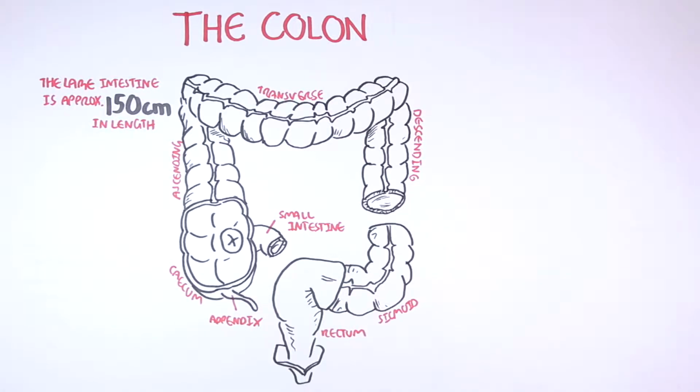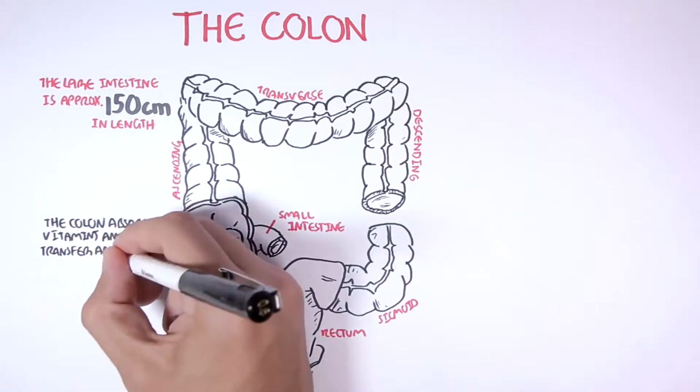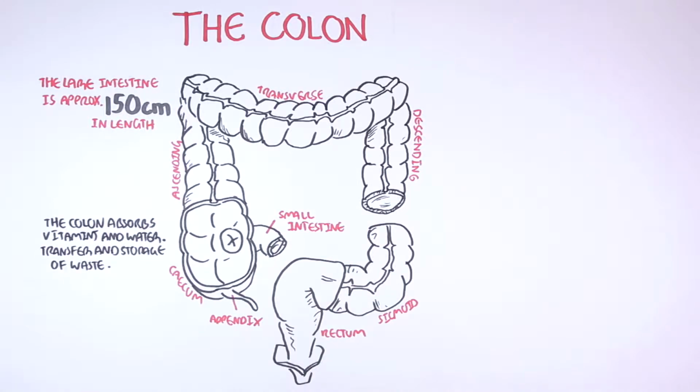The appendix here is a pouch structure that connects to the cecum and is thought to have a role in the immune system. The colon's major role is to absorb vitamins, water, and ions, as well as the transfer and storage of waste.